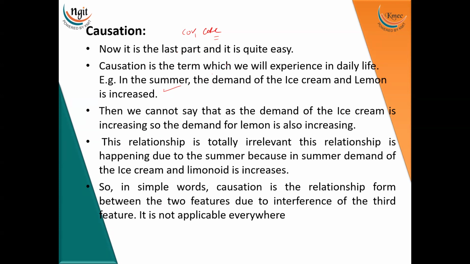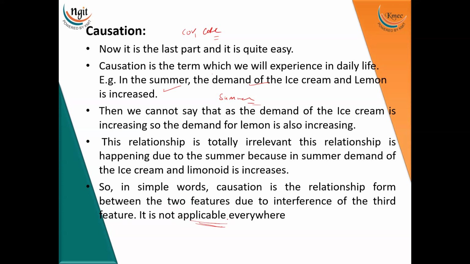And why this relationship is happening, why there is an increase in the demand for ice cream and for lemon, is due to the interference of a third feature, that is summer. That is what we call causation. So causation is a relationship formed between two features due to the interference of a third feature. It is not applicable everywhere. You have to make a note of this.